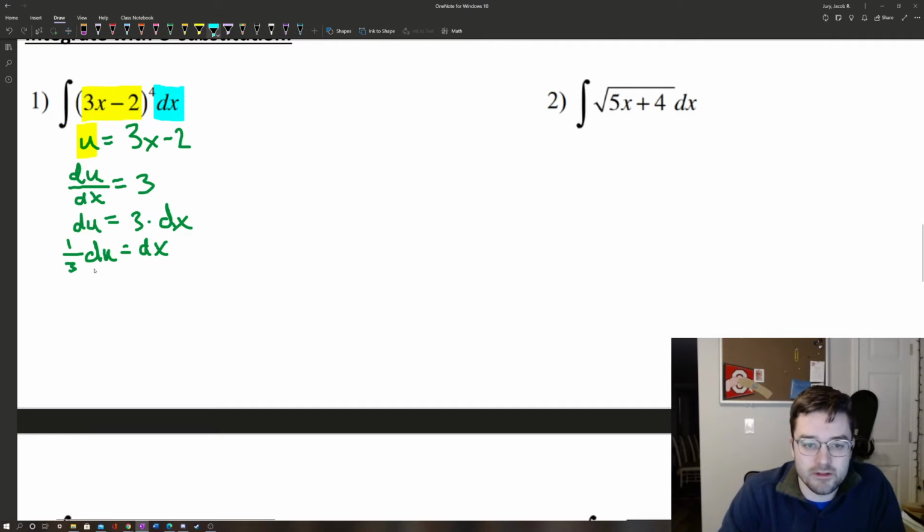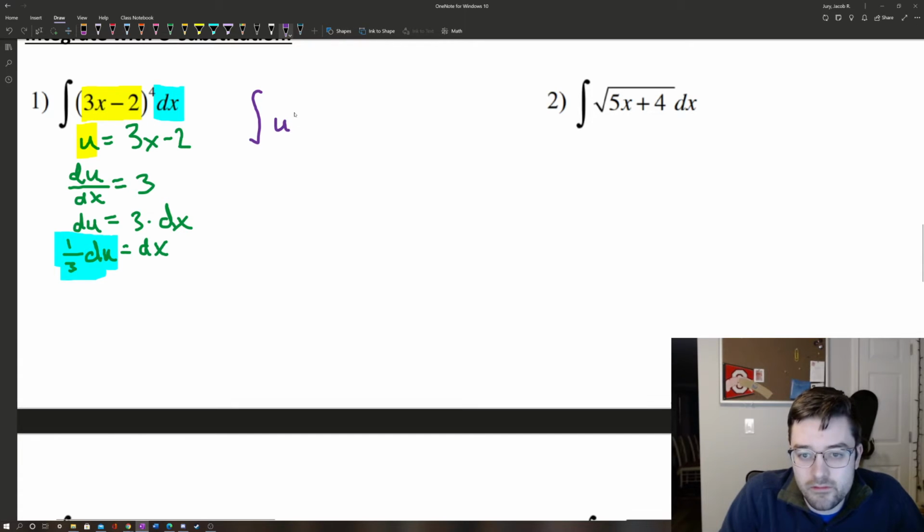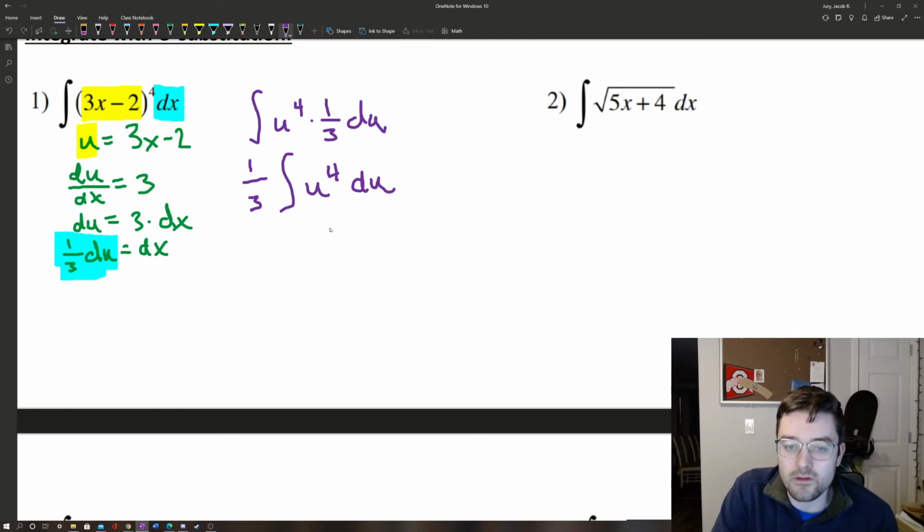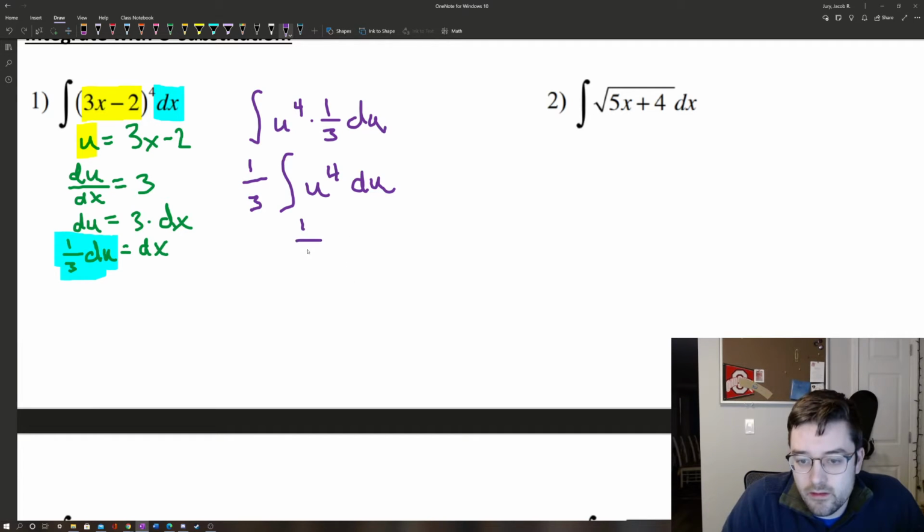Okay, so now we're ready to substitute. I'm going to write what I'm integrating now. I'm going to integrate u to the fourth times 1/3 du. And I could also just as easily write this because of the rules of integration. So now I can integrate because this is easy to integrate. I don't have any groups to work around. I can do 1/5 u to the fifth plus c, and then times 1/3.